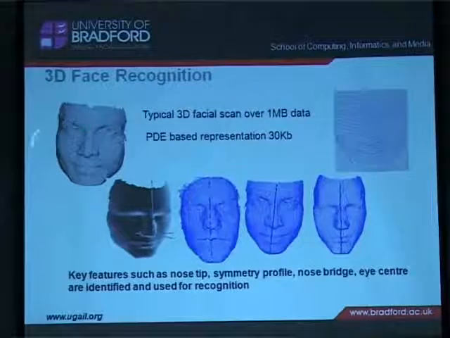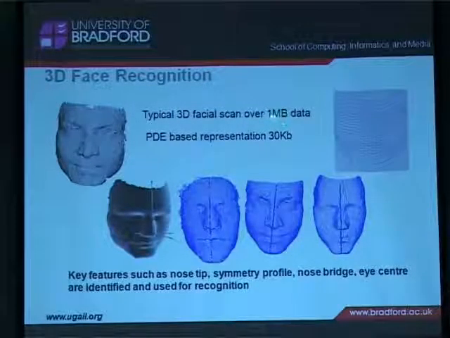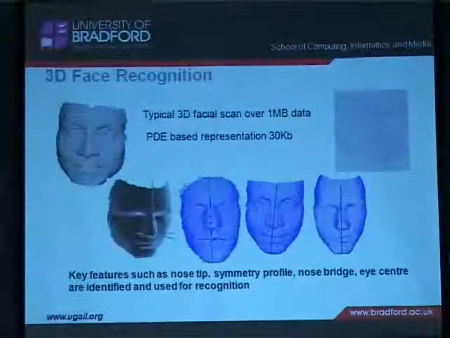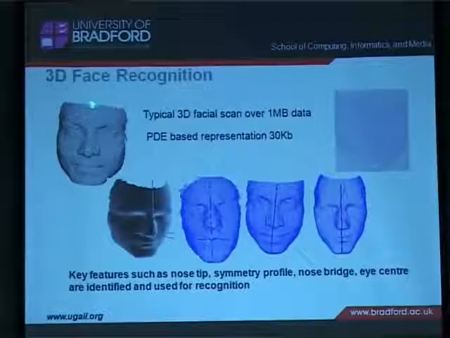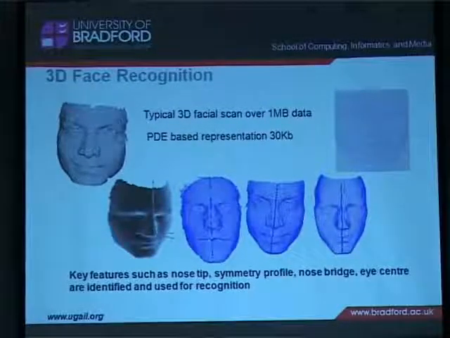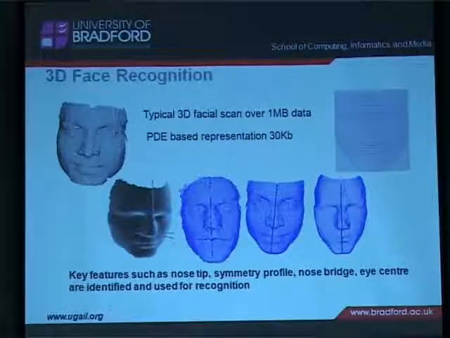So you basically scan your face. Here's my face scanned. This is the scanned face. You have a megabyte of data. Then you can take the features of this object, for example, nose tip, symmetry profile and things like that, and then convert this data into a smaller set, in this case 30 kilobytes. And then you can use recognition. So the recognition is based on things like symmetry profile.